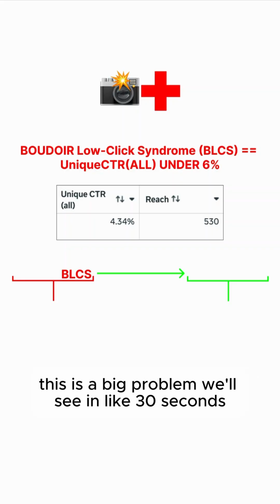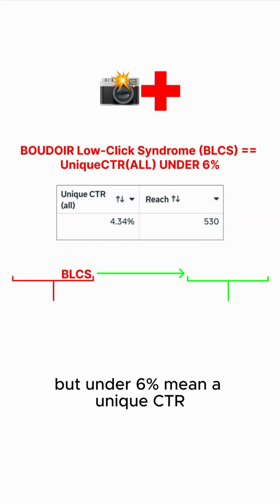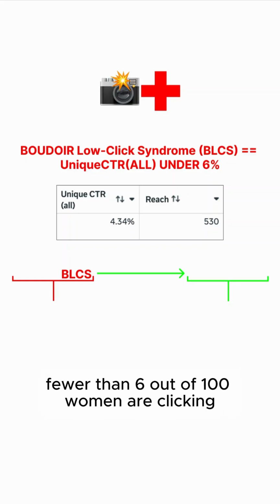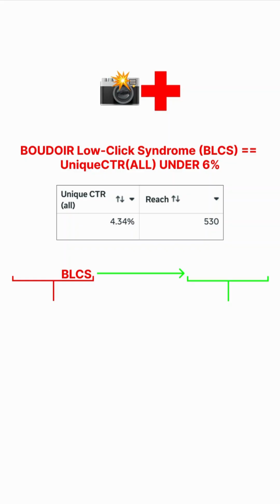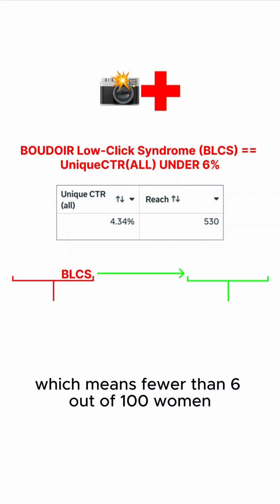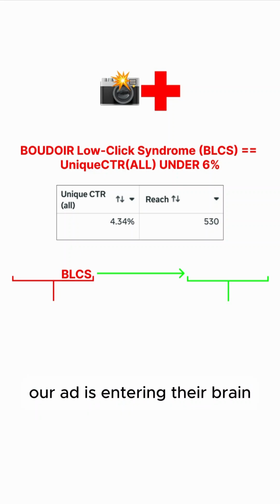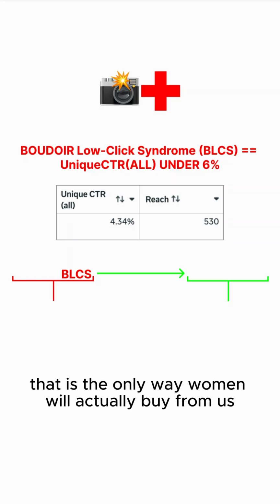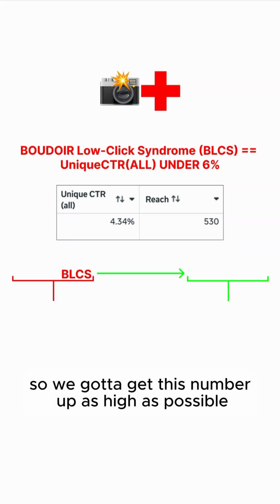This is a big problem, we'll see in like 30 seconds, but under 6% unique CTR means fewer than 6 out of 100 women are clicking anywhere on our ad, which means fewer than 6 out of 100 women, our ad is entering their brain. And we care about that because if we can get our ad into their brain, that is the only way women will actually buy from us. So we got to get this number up as high as possible.